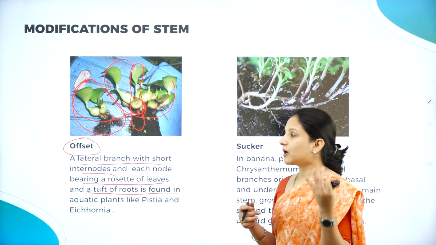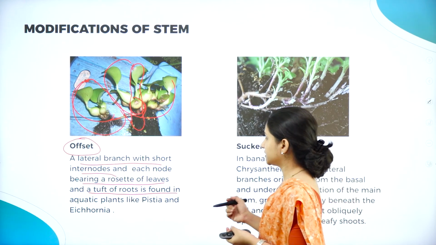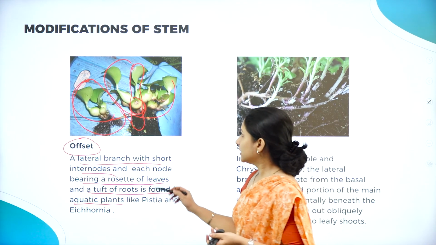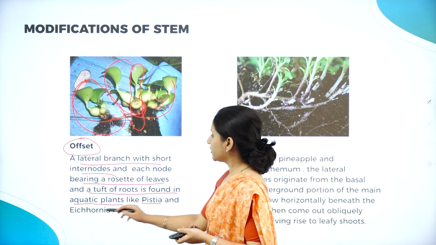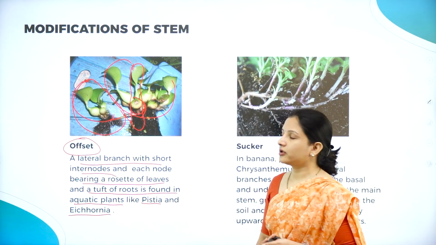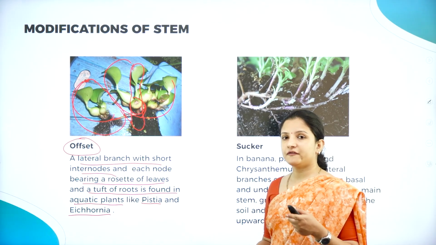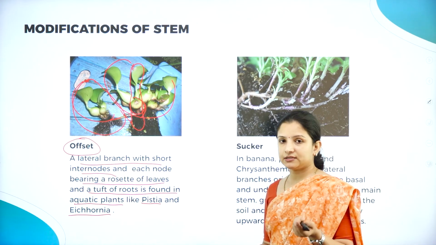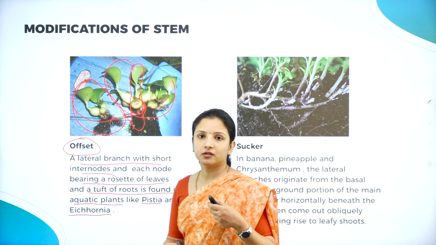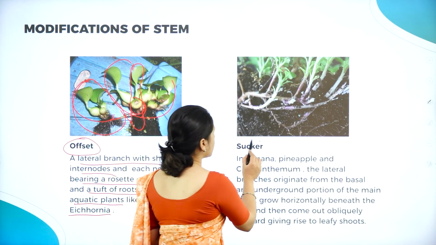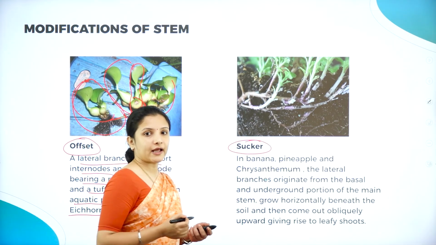One of the modifications in the stem is offset, and it is usually found in aquatic plants such as Pistia. Here I have taken the example of Eichhornia. Pistia, Eichhornia, all these plants have offset in them. That is, the stem gets modified into the offset so that it is easy for propagation or for further development of a new offspring. The next important modification is the stem getting modified as sucker.